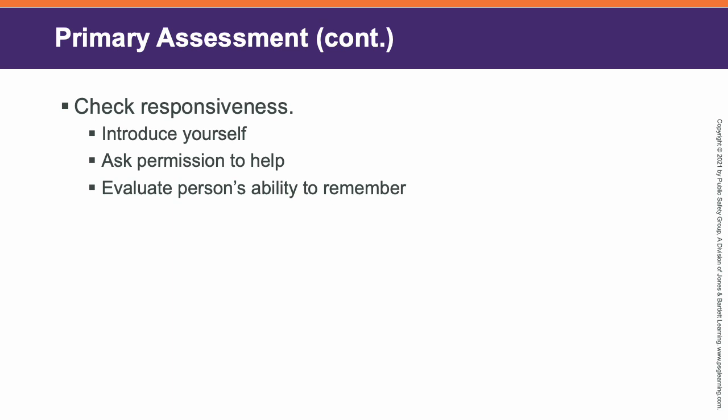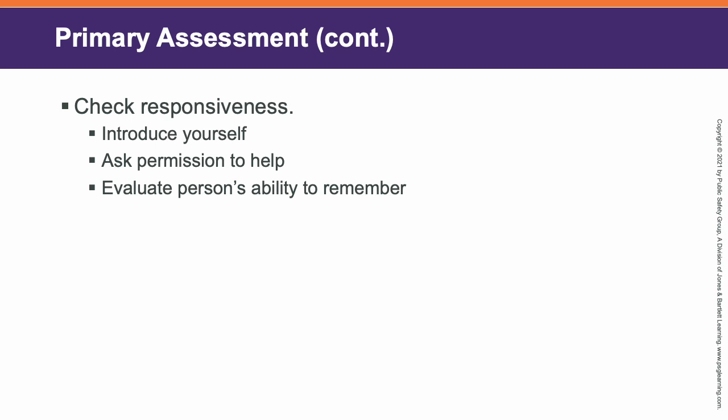All right. Now, when checking responsiveness, just to give you an introduction, we have to decide a couple of different things. First of all, I need to find out, are they awake or are they not awake? If they're awake, can they talk to me? Can they not talk to me? If they can talk to me, I'm going to introduce myself, ask if I can help them, maybe explain what I'm planning on doing.